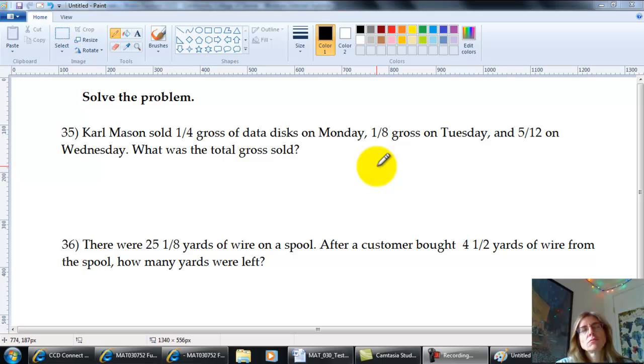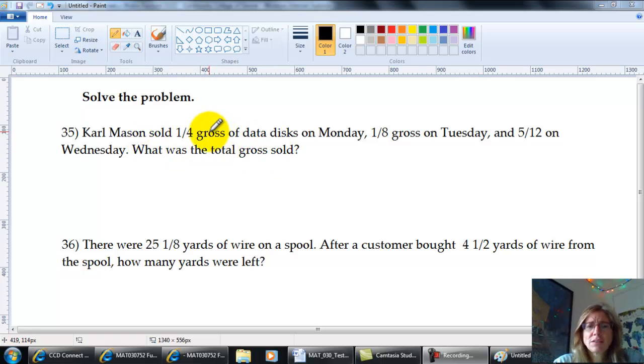Test review for test number 3, problems 35 and 36. This is word problems. Carl Mason sold 1/4 gross of data disks on Monday, 1/8 gross on Tuesday, and 5/12 on Wednesday. What was the total gross sold?